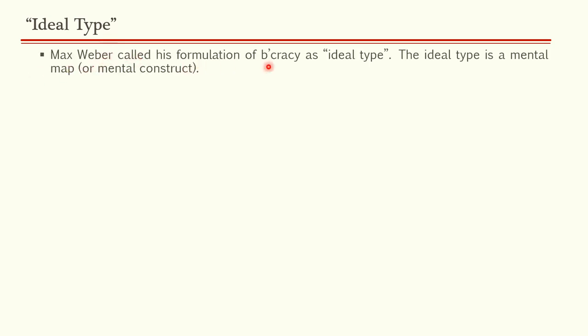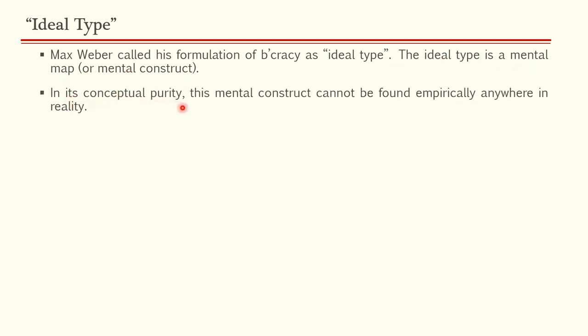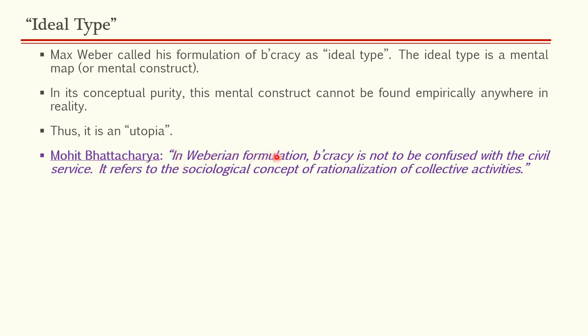And we do not say this. Actually, Weber has himself said that I have given you an ideal type bureaucracy. So what this ideal type means, we'll see. Max Weber called his formulation of bureaucracy an ideal type. The ideal type is a mental map or mental construct. In its conceptual purity, this mental construct cannot be found empirically anywhere in reality. Thus, it is a utopia. Mohit Bhattacharya says in Weberian formulation, bureaucracy is not to be confused with civil service. It refers to the sociological concept of rationalization of collective activities.